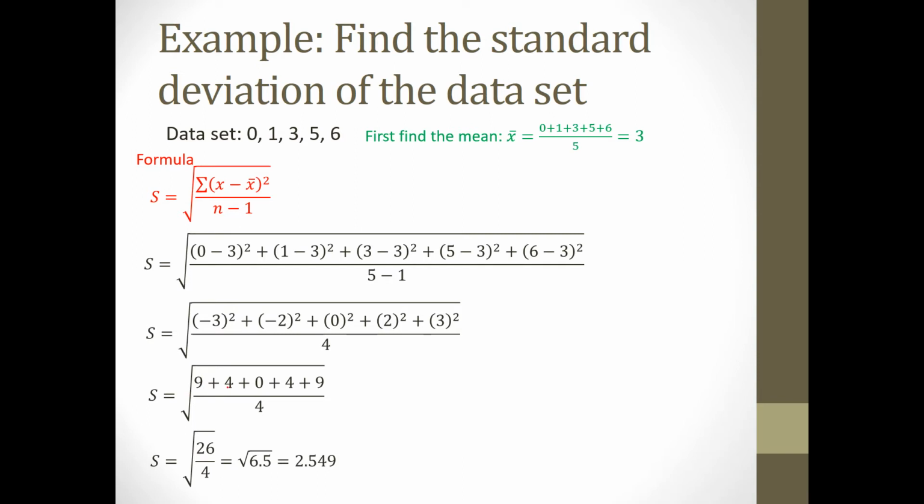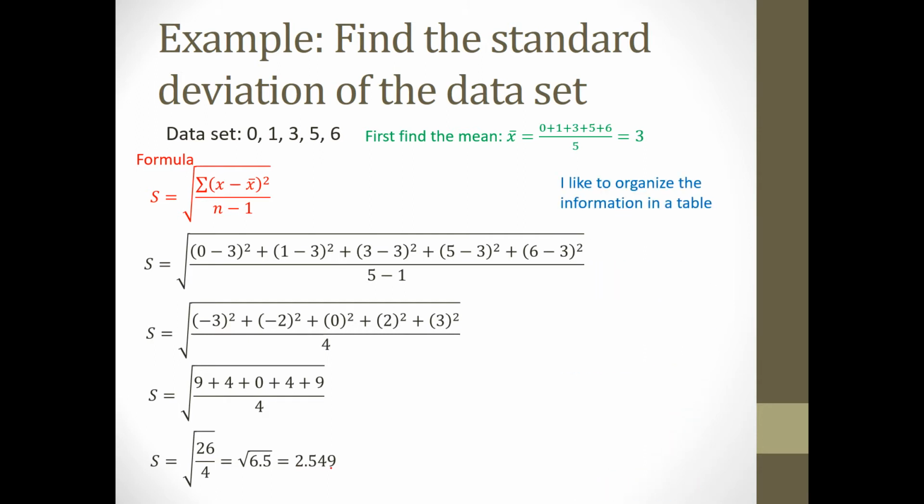Okay, so when I add 9, 4, 4, and 9, I get 26. So 5 is the number of data points that I have, minus 1 gives me 4. So I'm going to divide that 26 by 4, and I get 6.5. And then I square root that number, it gives me 2.549.